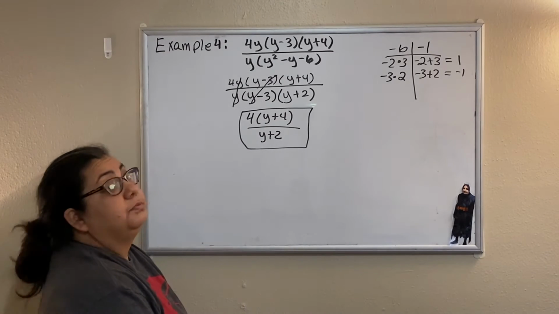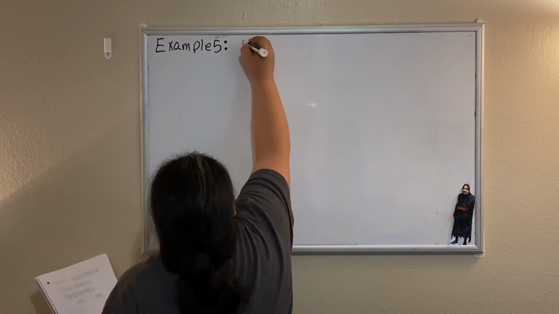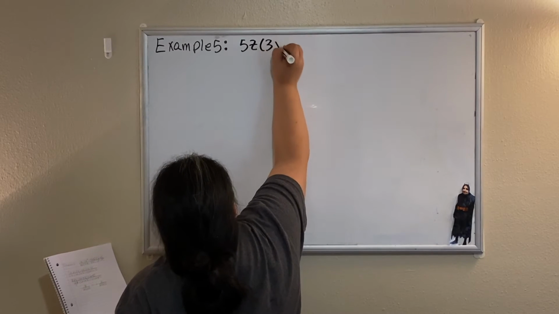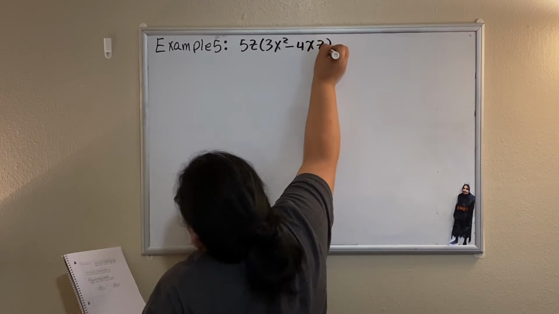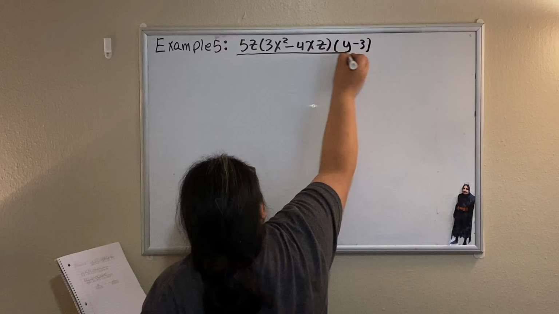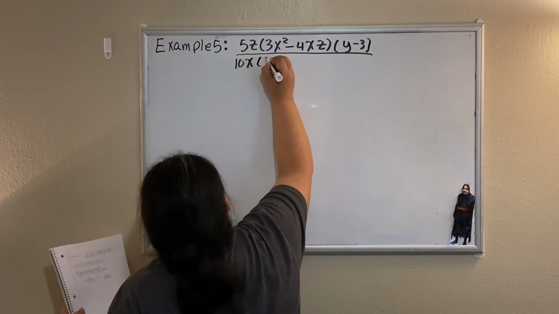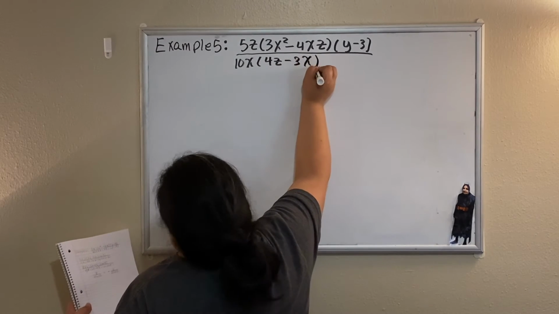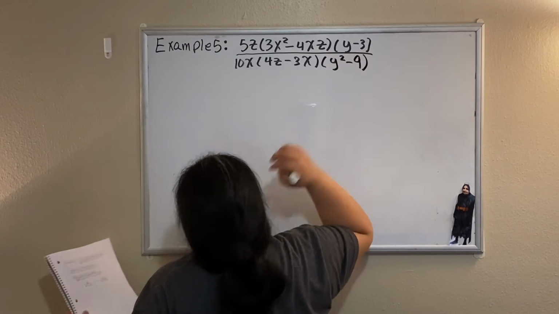Okay, let's move on to example 5. Example 5 is 5z times (3x squared minus 4xz) times (y minus 3) over 10x times (4z minus 3x) times (y squared minus 9).